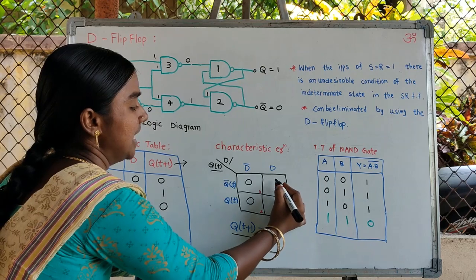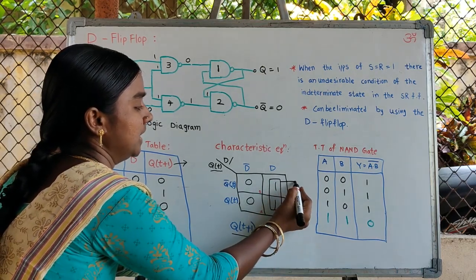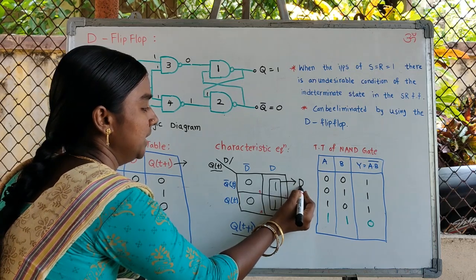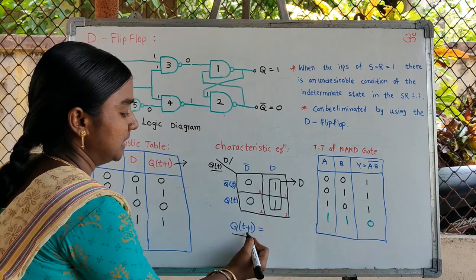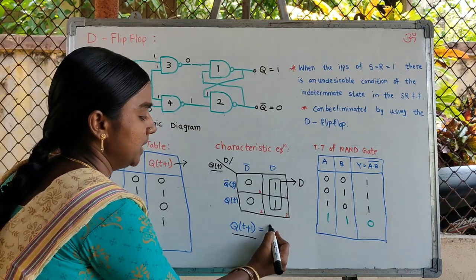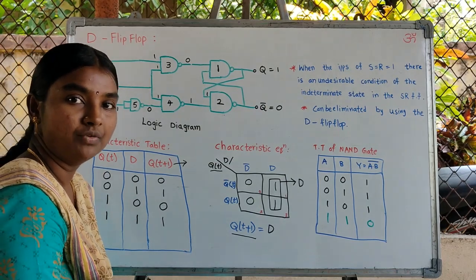By combining the adjacent ones, we may get a prime implicant here that will be equal to D. So, the Q of T plus 1, the characteristic equation for the next state is going to be D. This completes the explanation of D flip-flop.